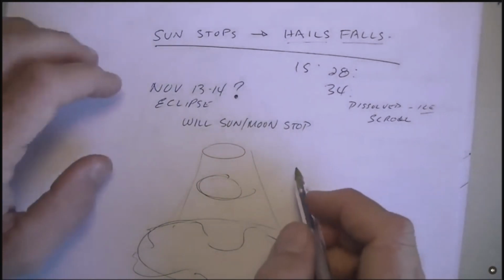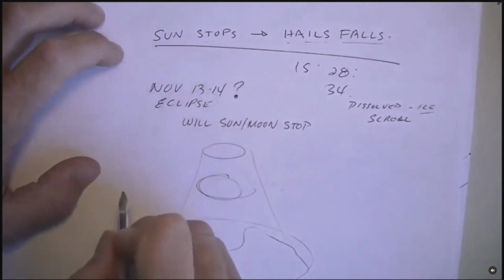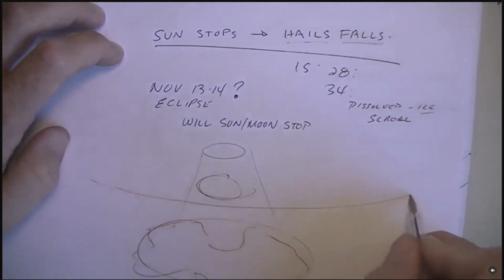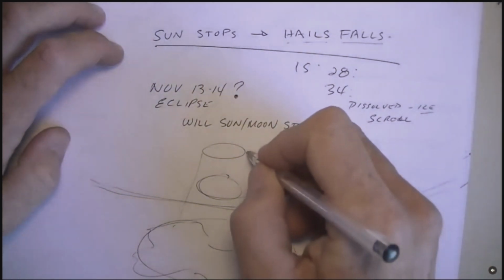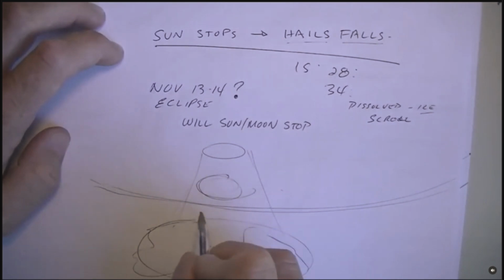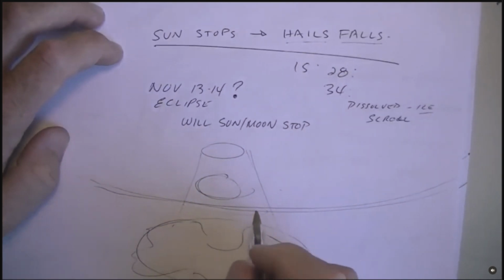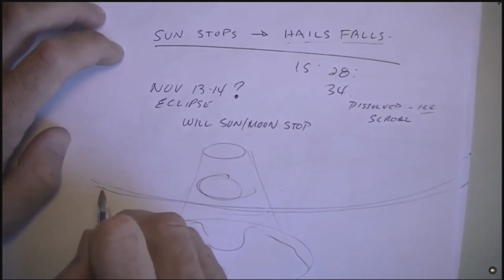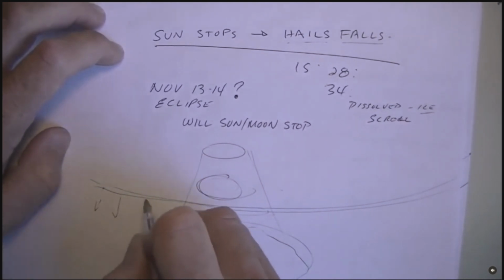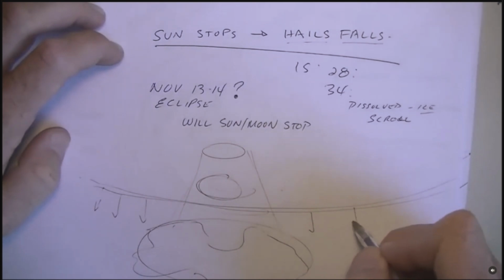Something's going to happen. Okay? Here's the glass sky, right? Here's the ice, right? Say the sun stops. Well, this area is protected, it's shaded, so it's not going to melt as quickly anyway. This ice is going to fall down like figs off a fig tree.